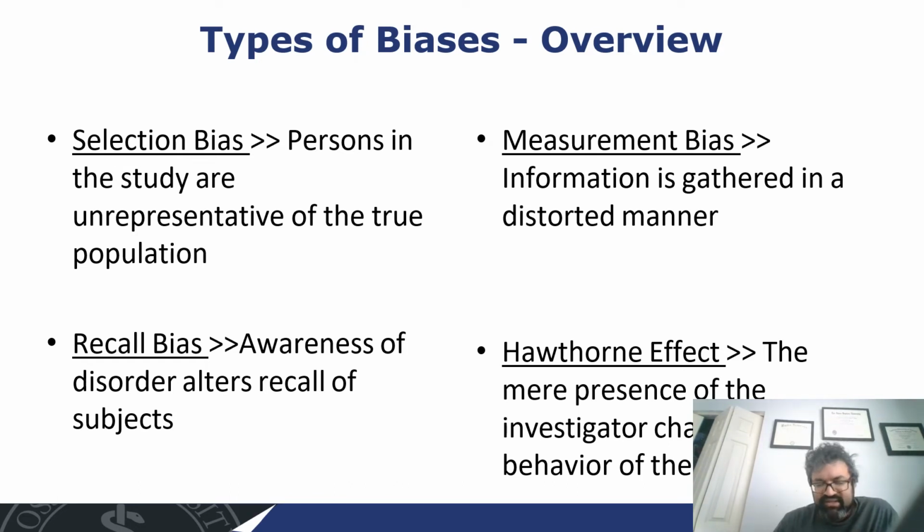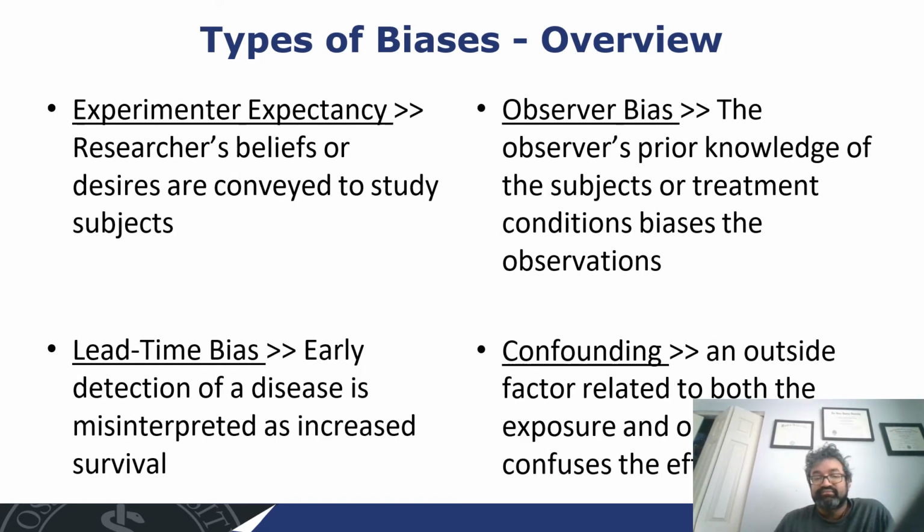Recall bias, awareness of disorder alters recall of subjects. So the respondent may have been told that they had diabetes, but since then they forgot. And then Hawthorne effect is an interesting one because the mere presence of the investigator changes behavior of the respondent. There's multiple ones here, and confounding. There's outside factors that relate exposure and outcome, but confuses the effect.